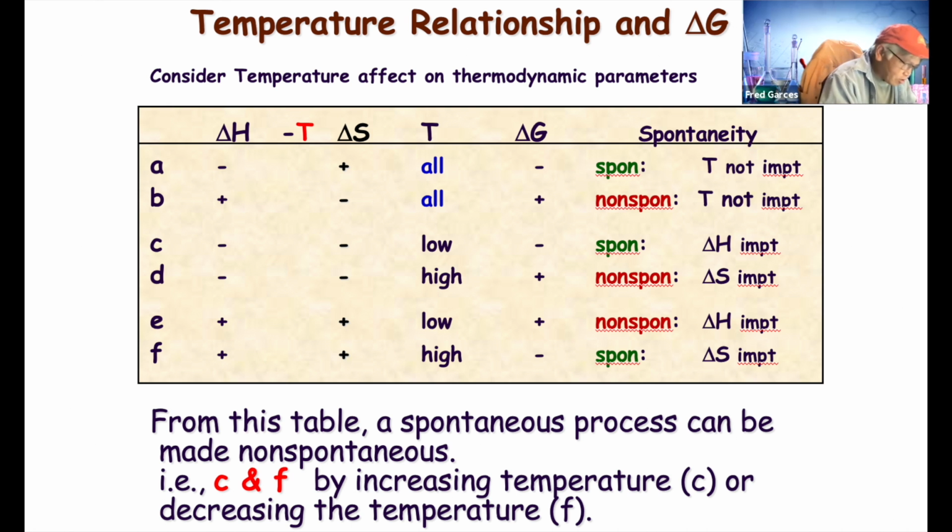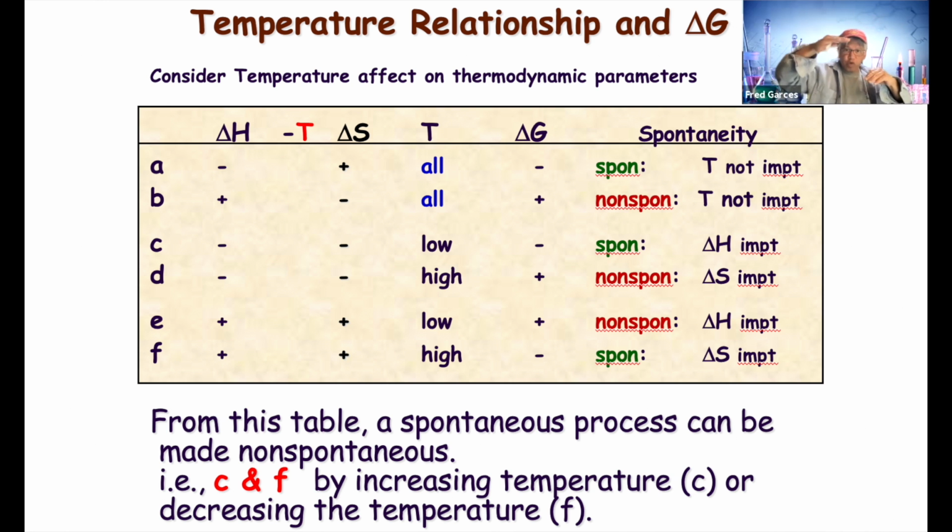At low temperature, delta H becomes the dominant term because a number multiplied by a small number is going to give you a very small number. So T delta S is going to be negligible at low temperature, and delta H dictates the direction of the reaction. Because it's exothermic, delta G at low temperature will be negative and the reaction is spontaneous.